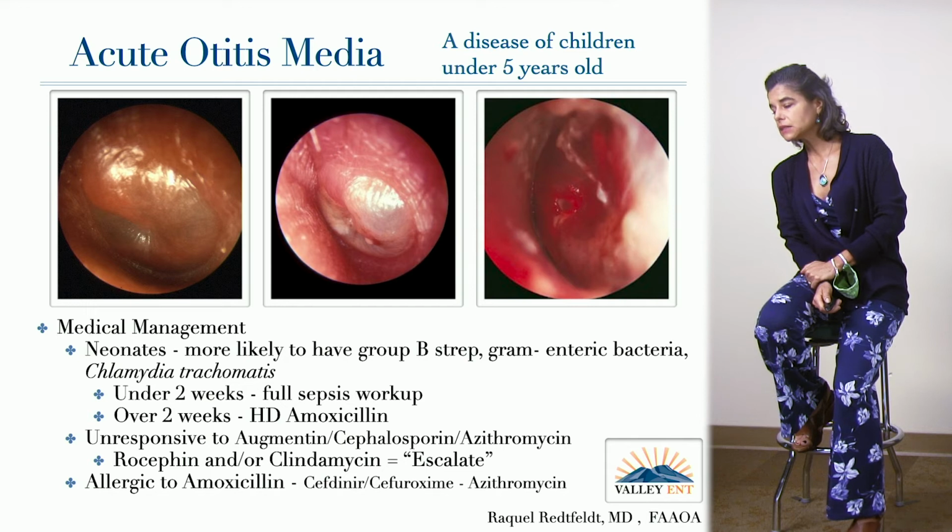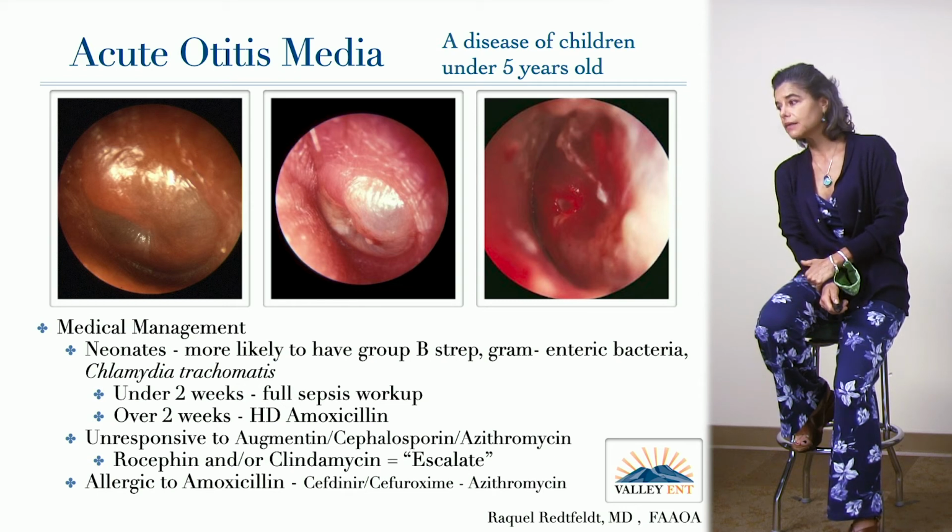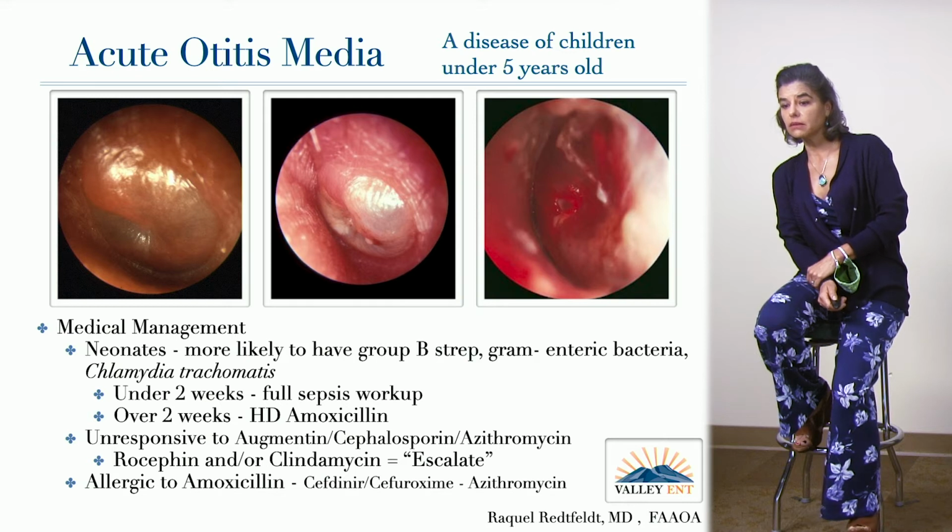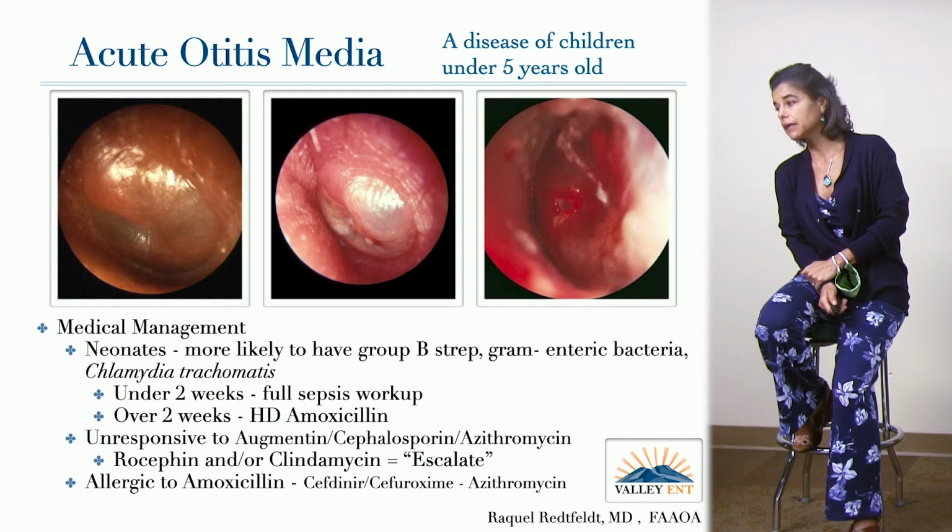For the neonates, we really need to be a little bit more worried about them. If they're under 2 weeks of age and they present with an acute otitis media, that calls for a full sepsis workup. That infection isn't usually going to be the 3 organisms that we expect. Instead, it's going to be birth canal sort of bacteria: group B strep, gram-negative enteric bacteria, chlamydia, and in an immunologically underdeveloped person, that can be a very serious problem. So they get a full sepsis workup. They should be sent to the pediatric hospital.